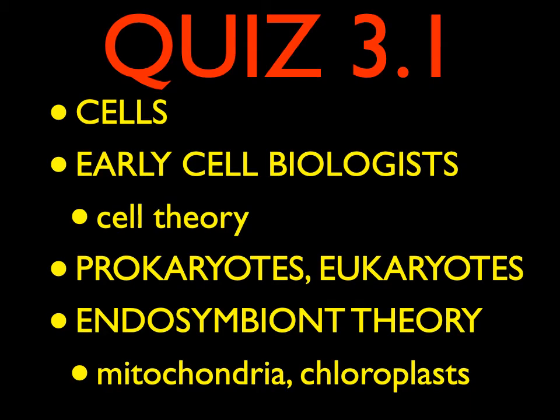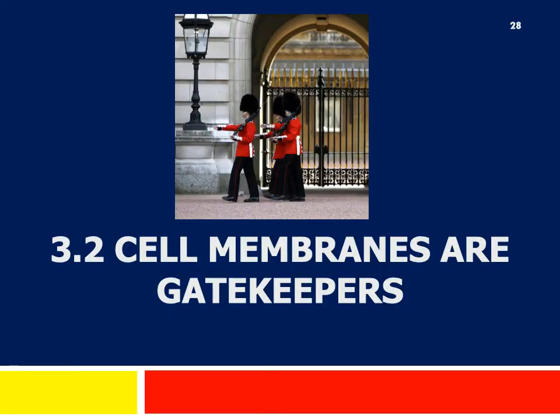That's section 3.1. Cells, the early biologists, the cell theory, the difference between prokaryotes and eukaryotes, and the endosymbiont theory are what you're expected to know.